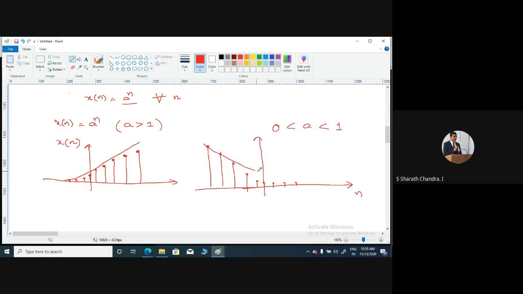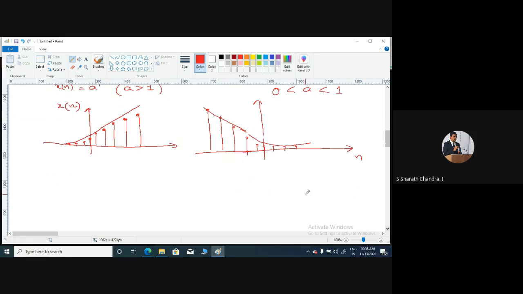Takes the shape something like this, which goes on decreasing. Okay, so it decreases something like that. And for different values, similarly for x of n is equal to a power n for a less than minus 1, we could see the shape of this discrete time exponential will be a rising exponential, but in both the directions generally.